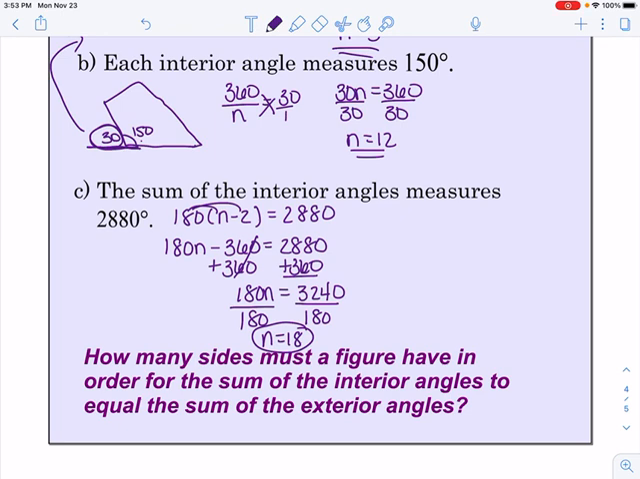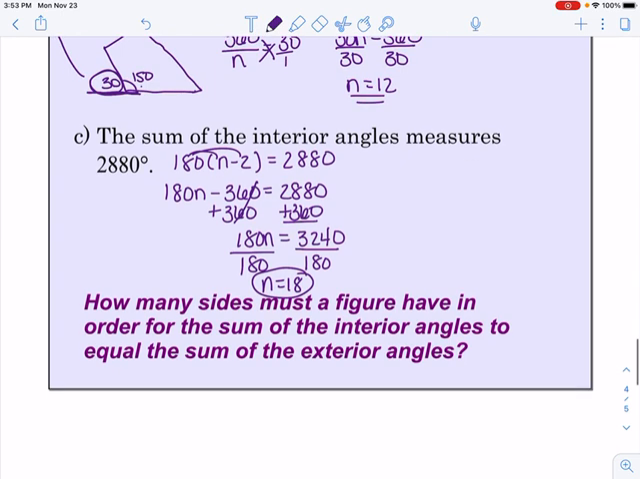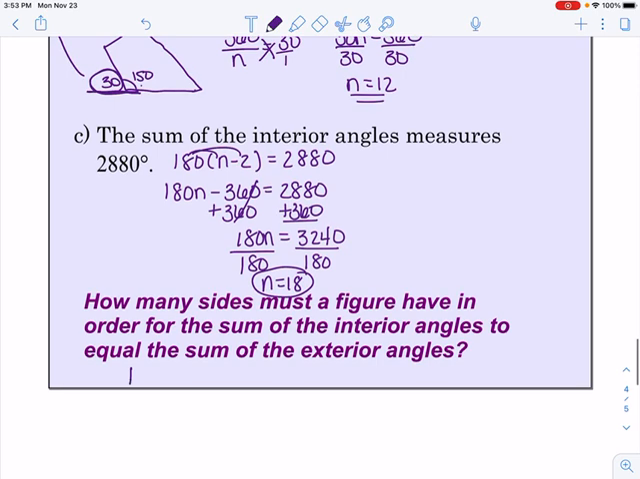And the last thing that we're going to answer is how many sides must a figure have in order for the sum of the interior angles to equal the sum of the exterior angles. The sum of your interior angles, that formula is 180 times n minus 2. That gives me my interior angles. Now I want that to equal the sum of my exterior angles. No matter what your polygon is, the sum of your exterior angles is 360. So all I'm going to do is set those two things equal to each other and solve.